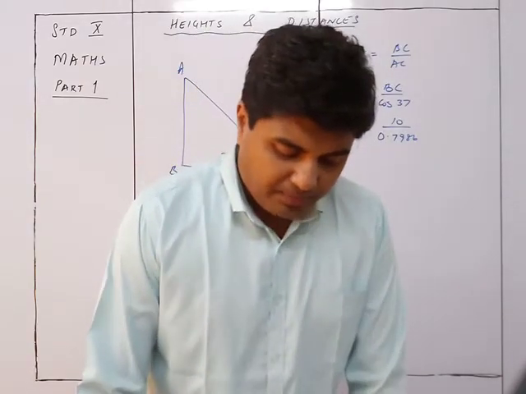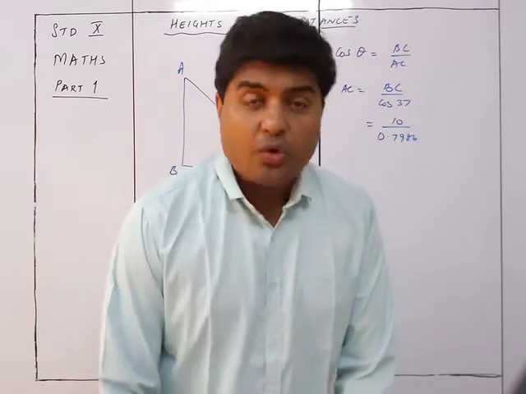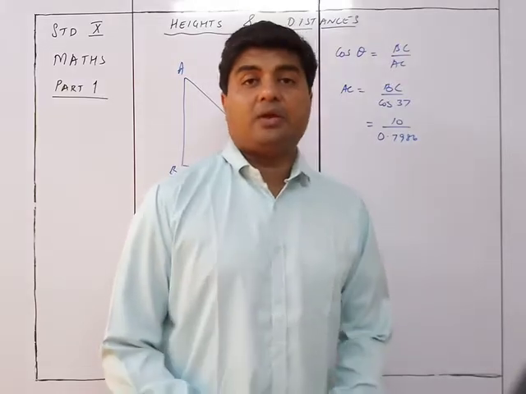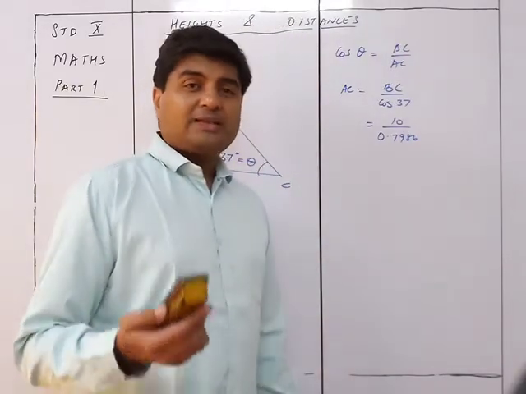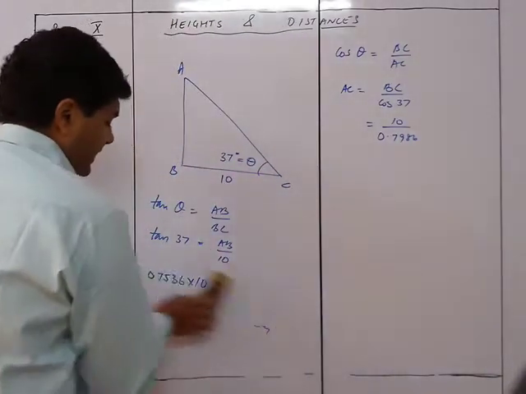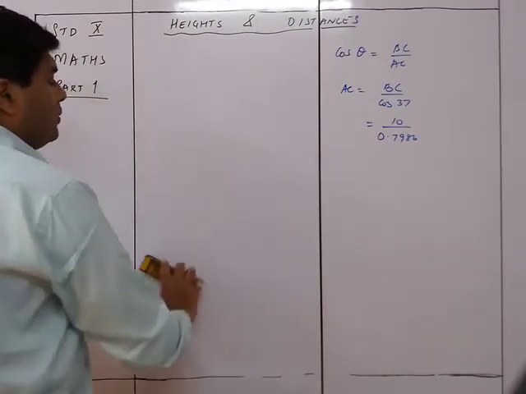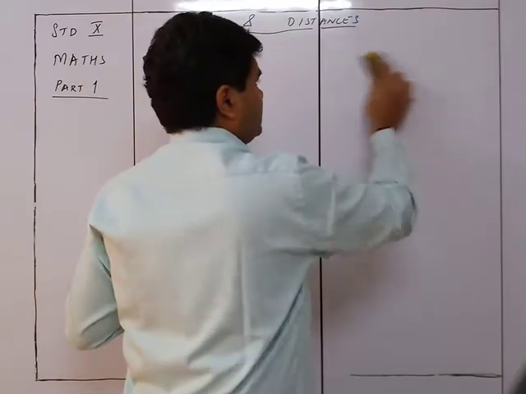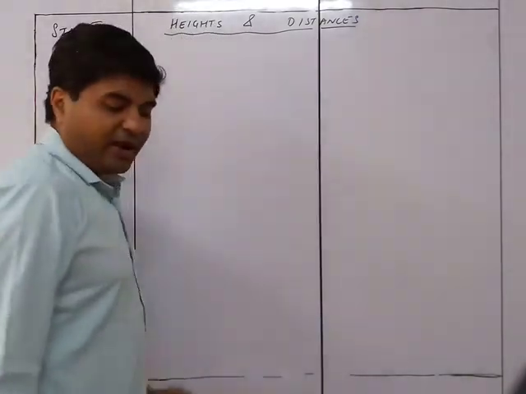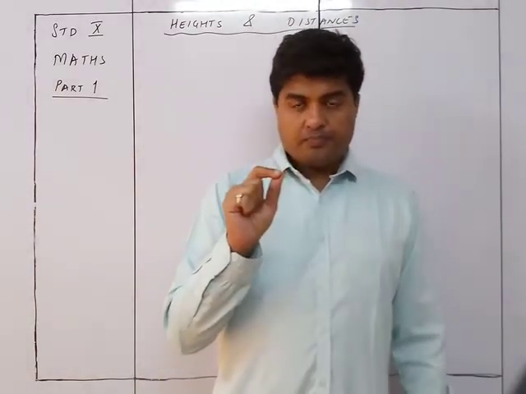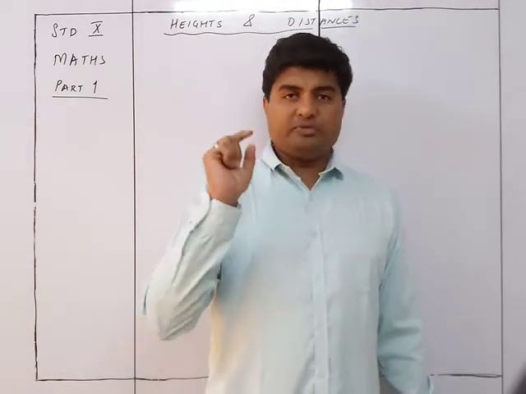Now comes the main part of the chapter, and that is how to identify what is to be seen in a particular sum. So what are the things we see in a sum in case of the heights and distance chapter? We see that always in a heights and distance chapter, there will be one observer and there will be objects.